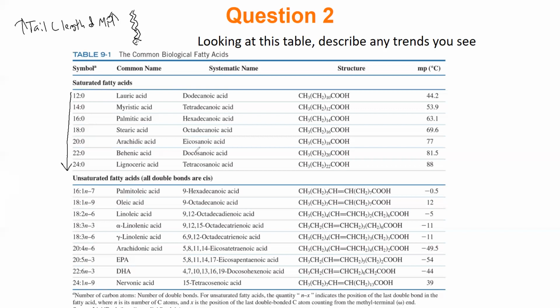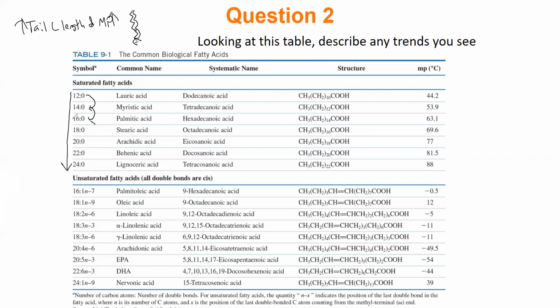And when they're longer, you have just more interactions. So that's one trend. Another trend that you could have seen is that they always increase in units of 2. So generally speaking, fatty acids add 2 carbons at a time when they're being created. So usually they're even numbers. Not always, though. There are odd-numbered fatty acids out there. It's just in general, they're even numbers. If you take Biochem 2, we'll talk about why that is. It's how they're created. So that's another trend you could have seen.